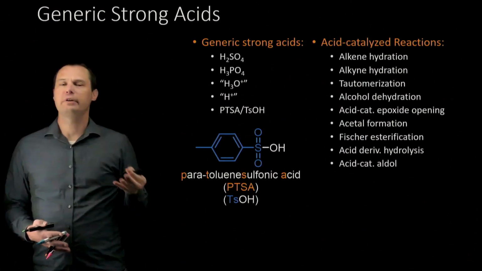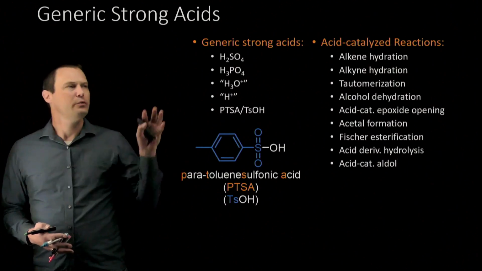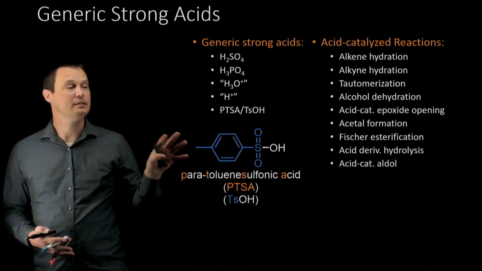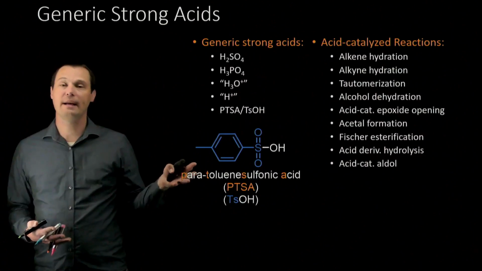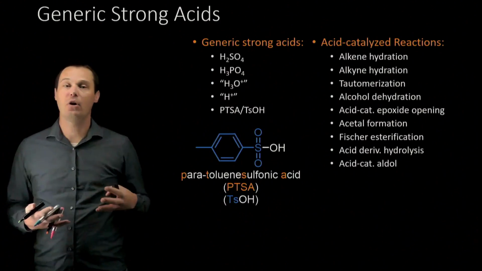We do organic chemistry in organic solvents. We don't do a lot of organic chemistry in water as a solvent. So if we use an aqueous acid, they're not going to be soluble in our organic solvents. But Tosic acid is an organic soluble acid. It's an acid that is soluble in organic solvents, and it's a strong acid in much the same way that H3PO4 and H2SO4 are strong acids. So these are all interchangeable.